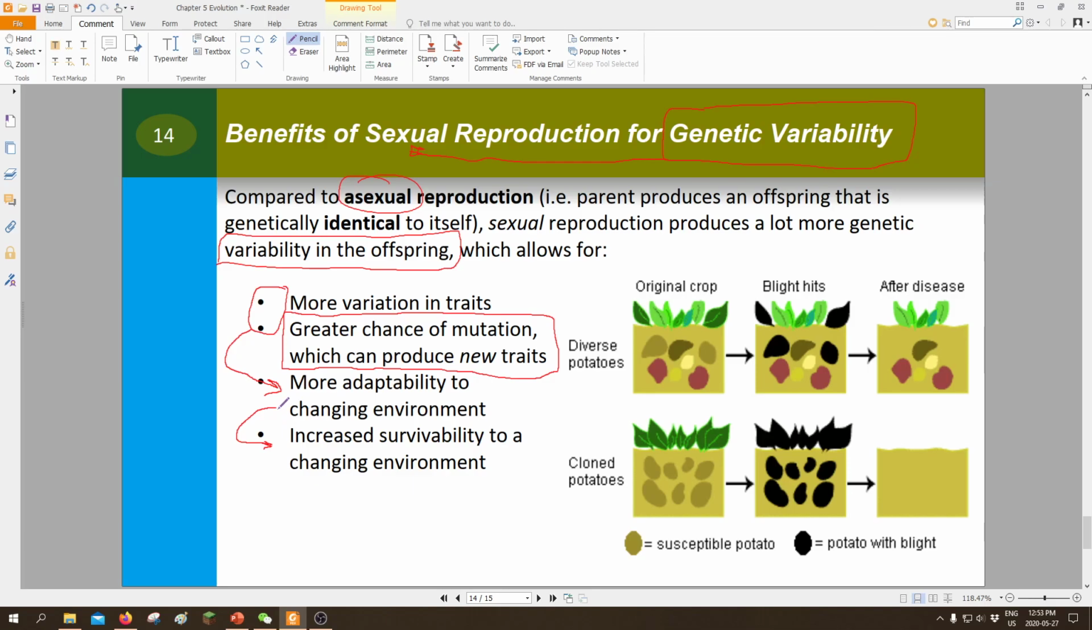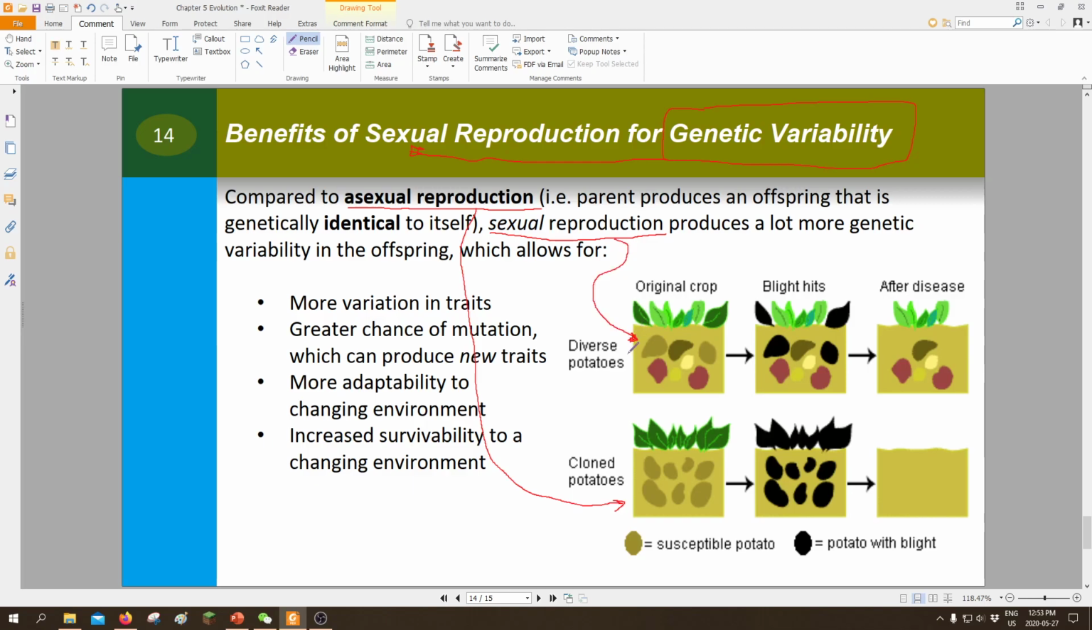Take a look at the example on the right side over here, okay? Asexual reproduction has created these cloned potatoes. Every single one of these potatoes is the same. Sexual reproduction has caused a diversity of potatoes that have some traits that are similar to each other, but for the most part are very different.